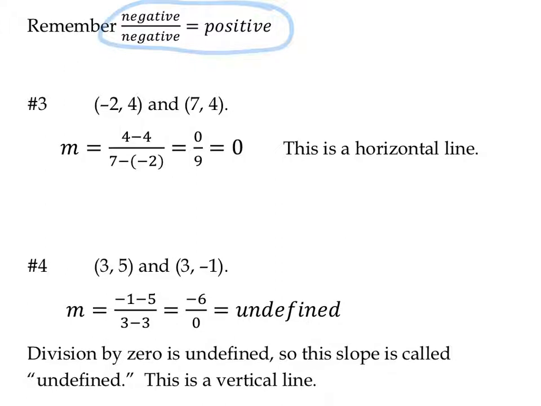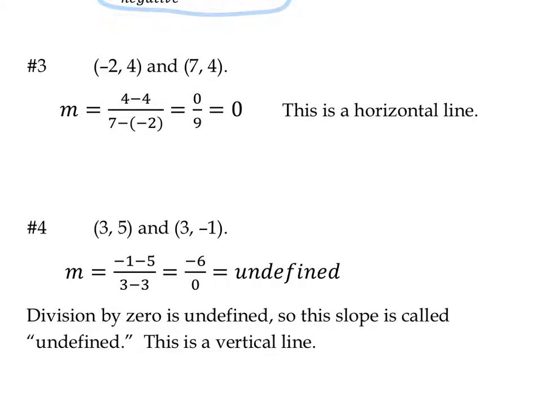Okay. So in number 3 we see here, we have -2, 4 and 7, 4. When we do the slope y2 minus y1 over x2 minus x1, we get 0 over 9. 0 divided by anything is 0. That's a horizontal line. Okay?